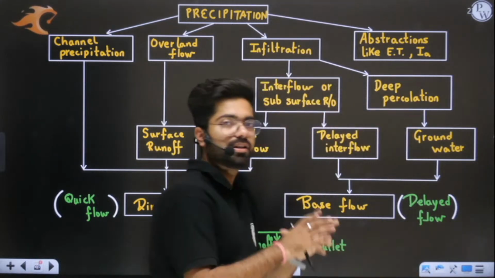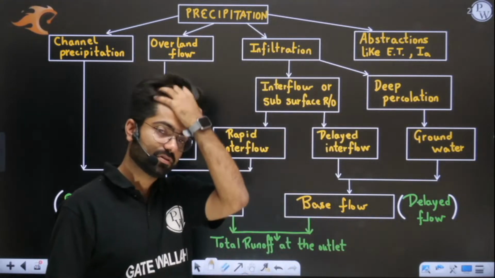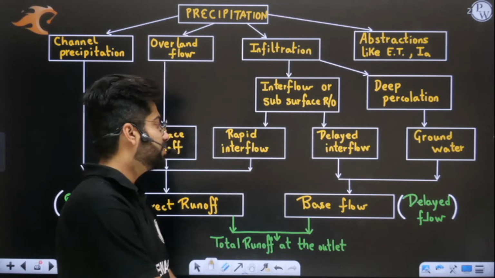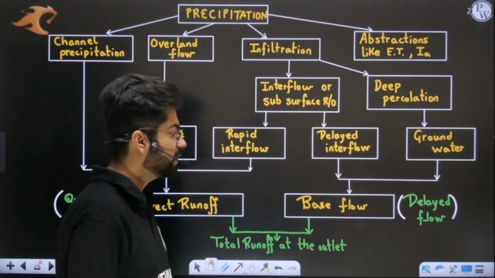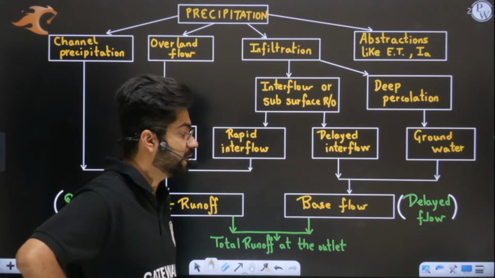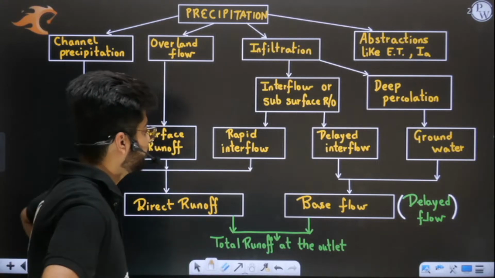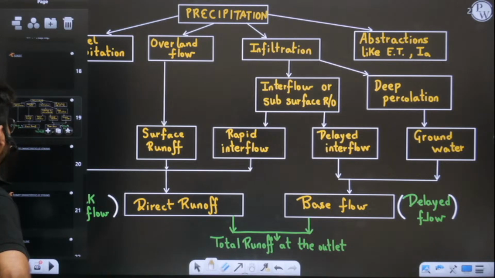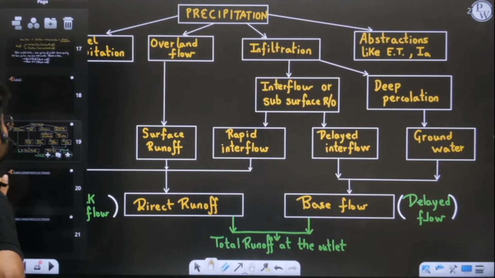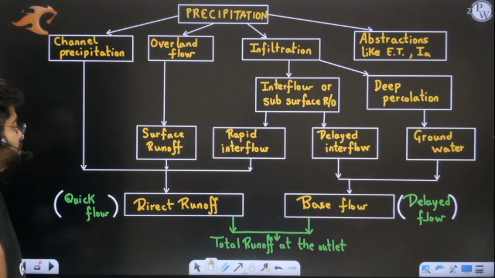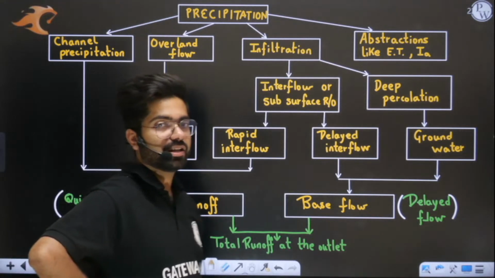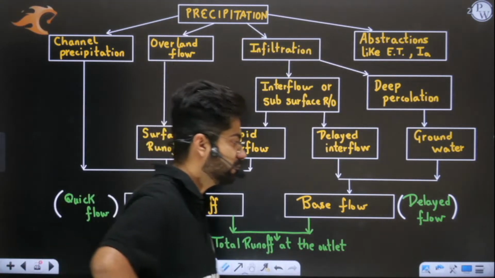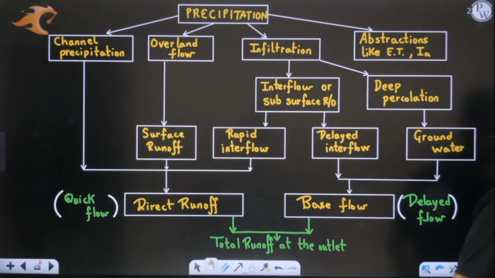I hope this runoff table is clear to you. Everyone kindly comment once if this thing is clear. Yes or no, tell me. If this is clear, then we'll move ahead with the runoff characteristics of a stream. After this, we have to study how streams behave after rainfall. Perfect. Now we'll discuss the types of streams. Basically, we have three types of streams which we have to discuss.